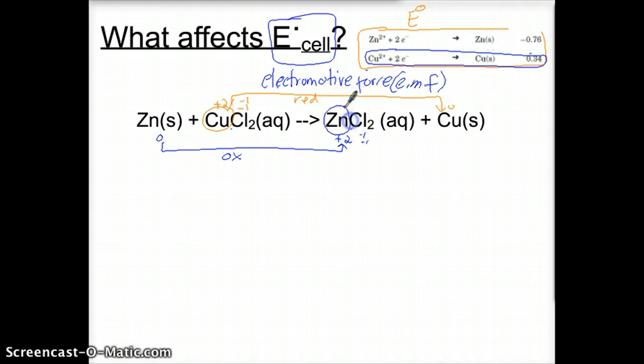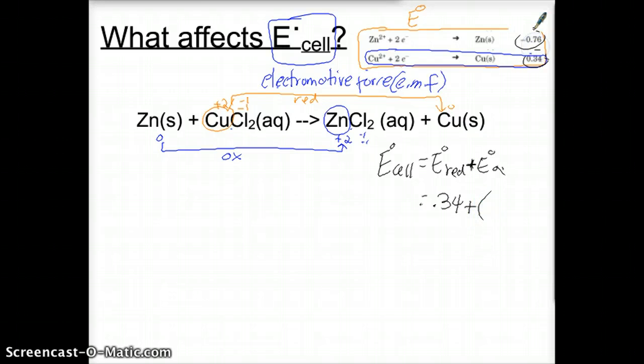Okay? So with that information, we know that E naught of a cell is equal to E naught of what's getting reduced minus E naught of what's getting oxidized. The reduction potential is for the copper, so 0.34 plus the voltage of what's getting oxidized, -0.76, which I switched the sign, 0.76, which gives me a voltage of 1.10 volts. So that's review.